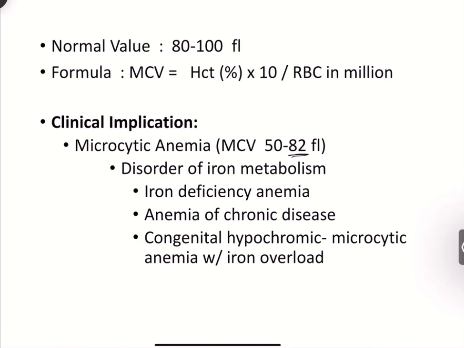What are the disorders under this microcytic anemia? You can see these microcytes in iron deficiency anemia or IDA, anemia of chronic diseases, then congenital hypochromic microcytic anemia with iron overload. So it also correlates with the iron content of your RBC.